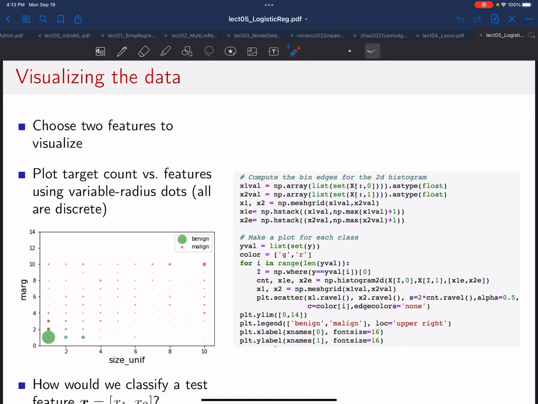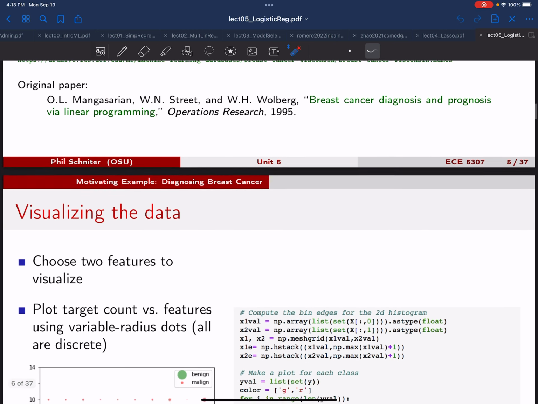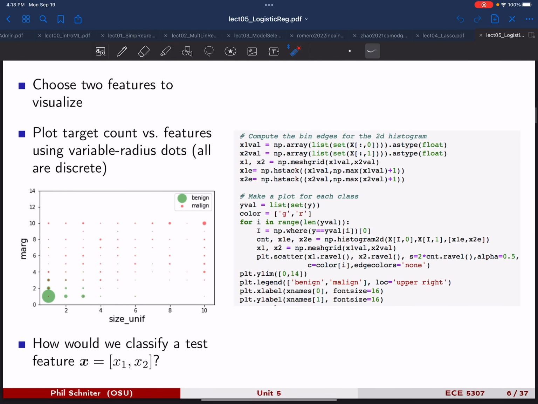Usually the first thing we like to do whenever we get a new data set is visualize it somehow. Because all of the features in this data set are discrete, integers 1 through 10, we cannot plot our usual scatter plot. This is just looking at 2 features, margin and size unif. If we tried to do a scatter plot here, the problem is that all the dots would line up exactly on each other, and we could not see which of these combinations is more likely to be malignant or benign.